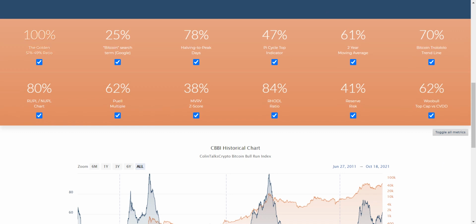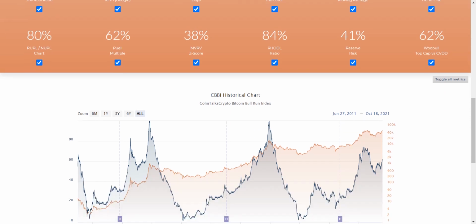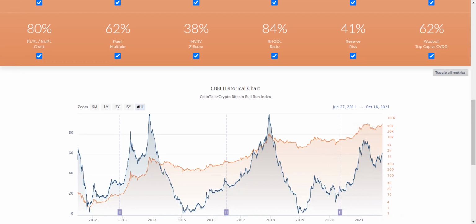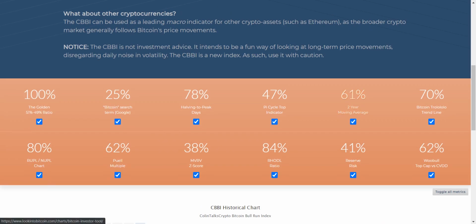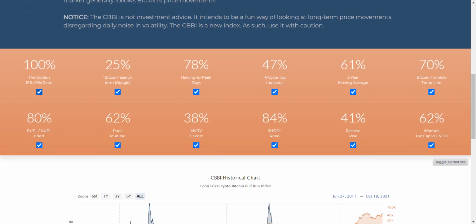Well, we've got all of these indicators here that it uses to come to the calculation of what the confidence level is. So when this nears 100, and I will be looking at this closely because it's not just a random chart, right? This is based off all of these indicators. It's based off halving to peak days, pi cycle top indicator. It's based off Google search history on the word Bitcoin, reserve risk. It's based off a bunch of things that are actually very commonly used in terms of determining the top. It's basically taken 12 very commonly used top identifiers and established it into one chart.